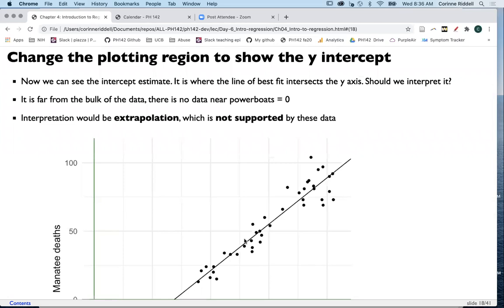Remember when we had the intercept and it was negative, so it seemed like when powerboats registered was 0, it was predicting a negative number of deaths, and we thought that was really unusual and also couldn't happen. So why was that? Why did it give us this negative estimate?